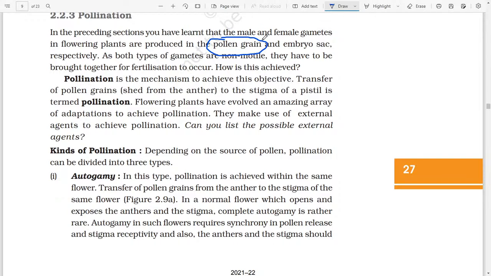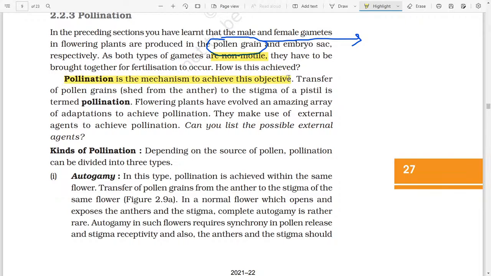It is one of the toughest points. Generally, students think that the pollen grain is the male gametophyte, but it's not like that. Male gametophytes form inside the pollen grain. As both types of gametes are non-motile, they have to be brought together for fertilization to occur. How is this achieved? Pollination is the mechanism to achieve this objective.